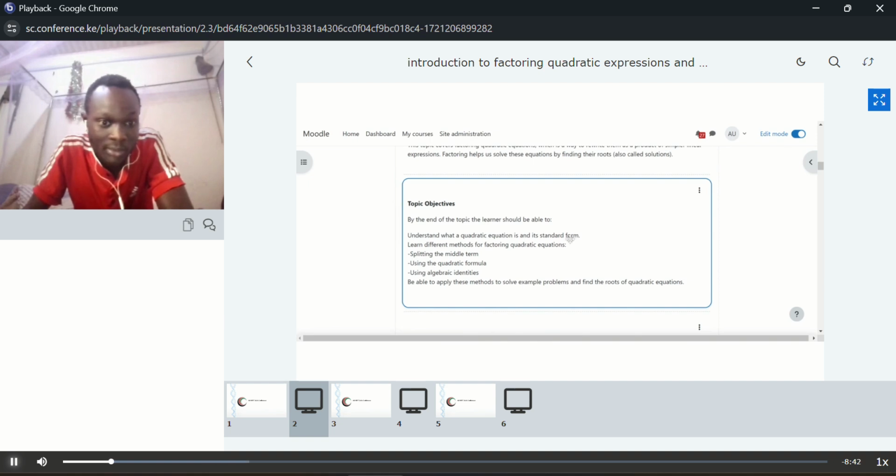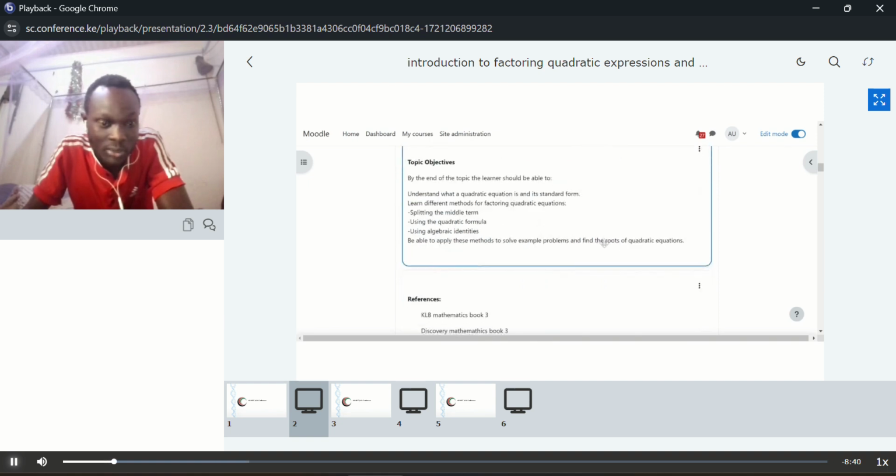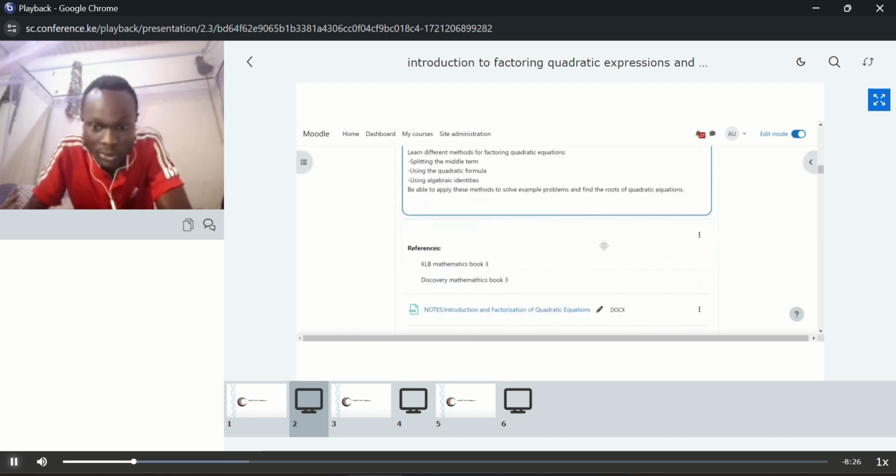and learn different methods of factoring quadratic equations, for example, splitting the middle term, using the quadratic formula, and using algebraic identities, and be able to apply these methods to solve example problems and find the roots of quadratic equations.